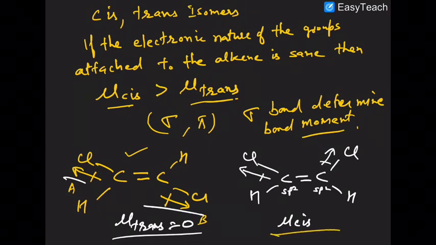But in case of the cis isomer, what you are observing is that the bond angle at sp2 carbon is 120 degrees. So both the carbon-chlorine bonds are working at an angle of 120 degrees. So the net moment will be the square root of mu1 squared plus mu2 squared plus 2 mu1 mu2 cos theta. So here you will see that the cis isomer will have some value, but the trans isomer will have 0 value. So the cis isomer has greater dipole moment than the trans isomer.